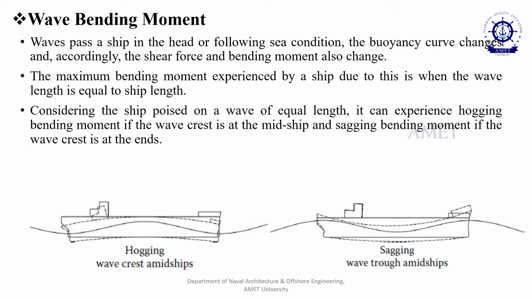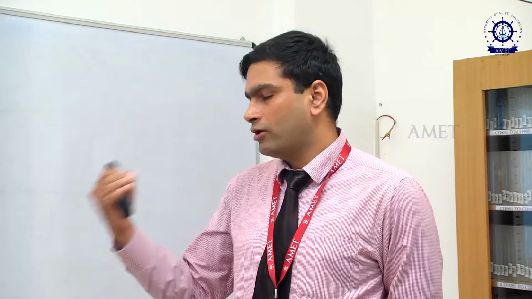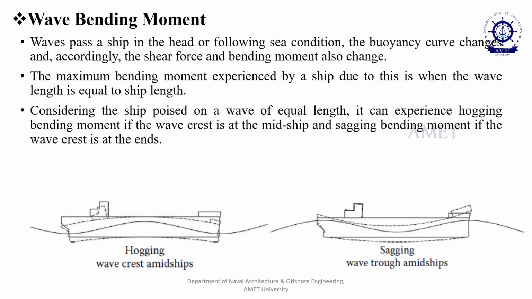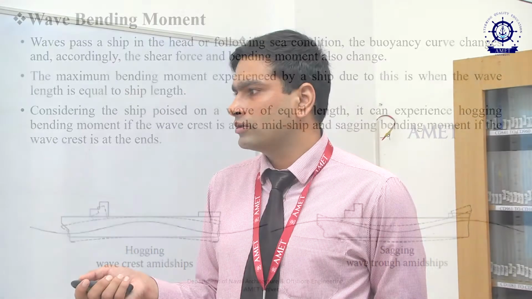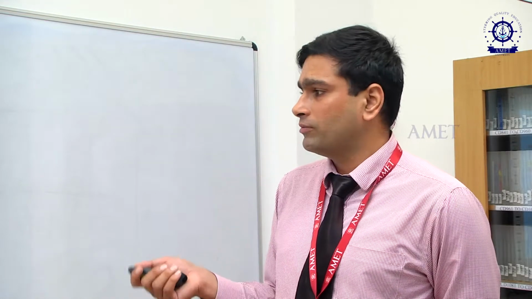Let us see how the wave bending moment takes place, where the wave passes through a ship in the head sea, and head sea condition means the wave is coming head on, and the buoyancy curve changes along the length of the ship, because there are two conditions which are probable in nature, where a wave crest is developed along the midship, and the other condition where a wave trough is generated along the midship.